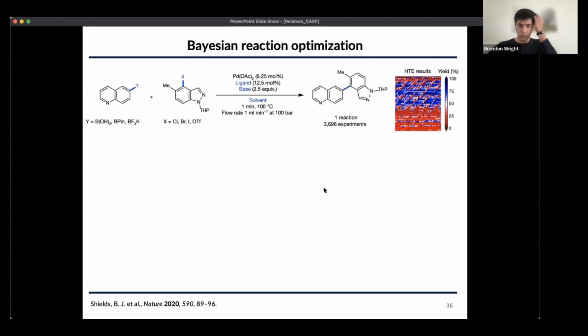And so what you first need to do is to generate a large, clean data set of reactions associated with particular yields. This is what they use to train their machine learning model. In this case, they did an HTE campaign of about 4,000 different experiments to explore this Suzuki cross-coupling between these types of heterocycles. And then they enumerated all of the different yields here.